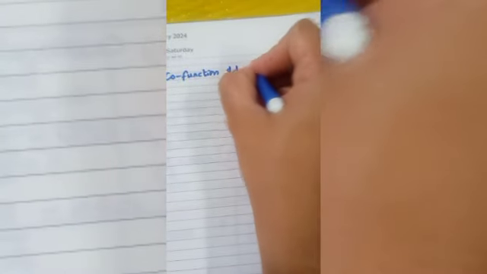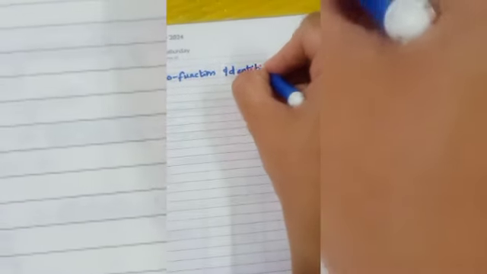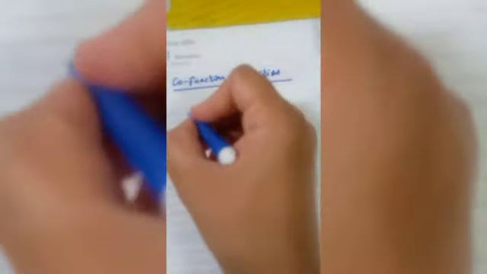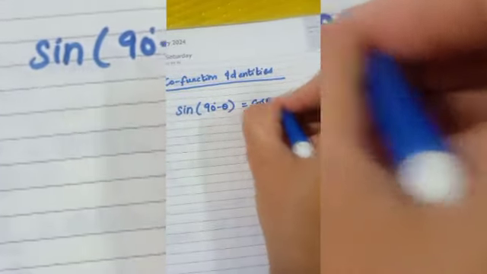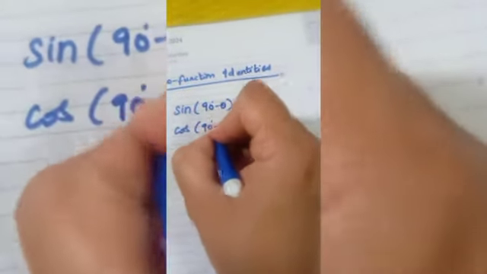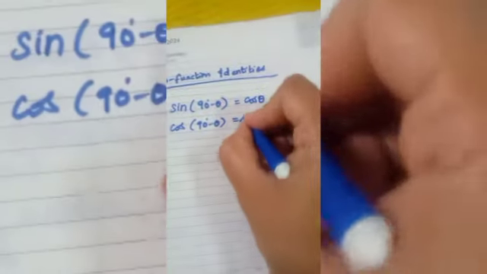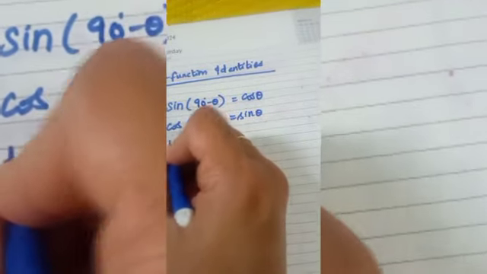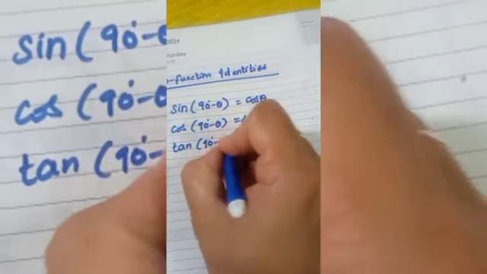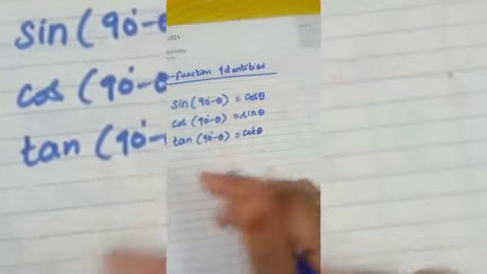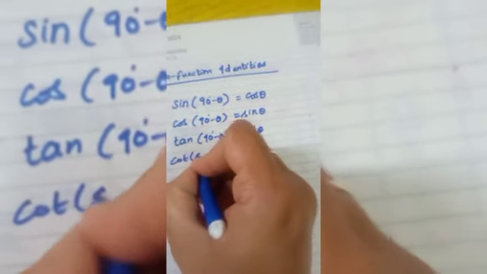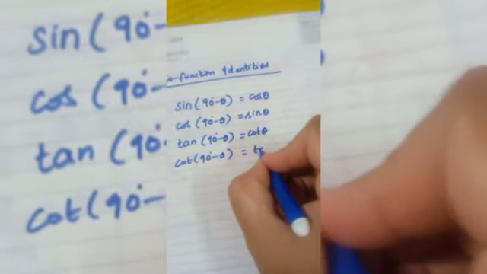The next one, we are going to focus on the co-function identities, nothing but the trigonometric functions of complementary angles. So simply we can write it here. Sin 90 minus theta gives you cos theta. Cos 90 minus theta is equal to sin theta. And then tan 90 minus theta is equal to cot theta. And cot 90 minus theta is equal to tan theta.